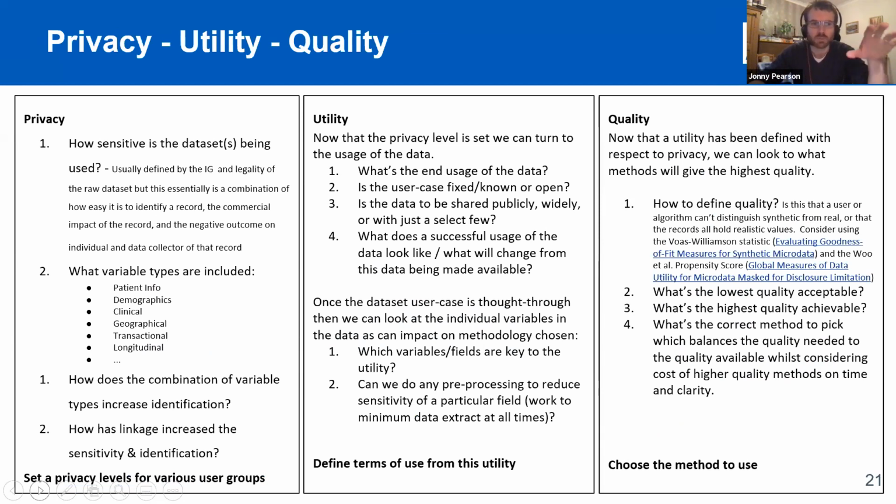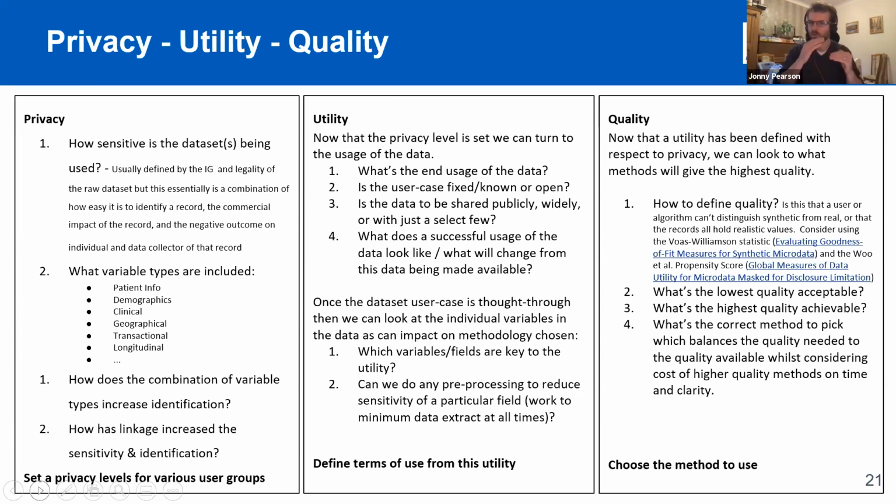I won't go through them fully, but privacy is, as you'd expect, looking at your sensitivity, your variable combinations and identification, and how linkage to other data sets can increase that identification. You then need to set those privacy levels for different user groups. So if you're just doing a small set of users, if it's an organization you're sharing with, but you always need to have a public level privacy setting. And these are not continuous scales of privacy, it's a binary. It is at what point is it unacceptable for a particular user group to have a certain set of data.